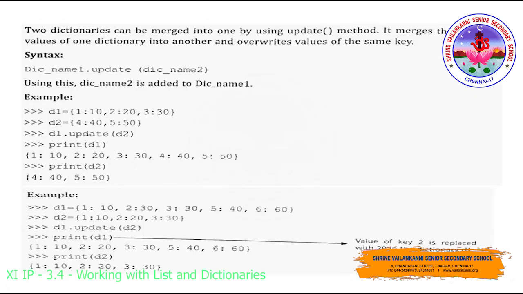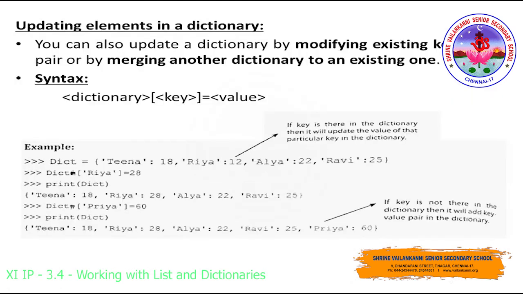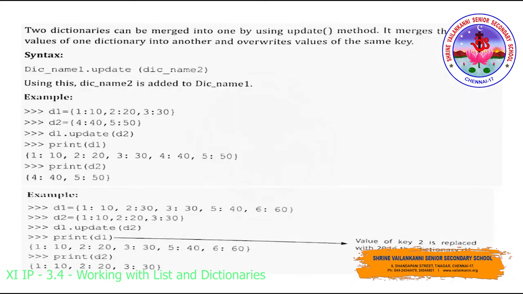Got it? And I have told you updating elements can also be used for merging two dictionaries into one. So now let us see, two dictionaries can be merged into one by using the update method. There is a method called update. By using that, you can merge two different dictionaries into one. In this also, what will happen? The second dictionary values will be added at the end. Yes, so the same thing will happen here also.